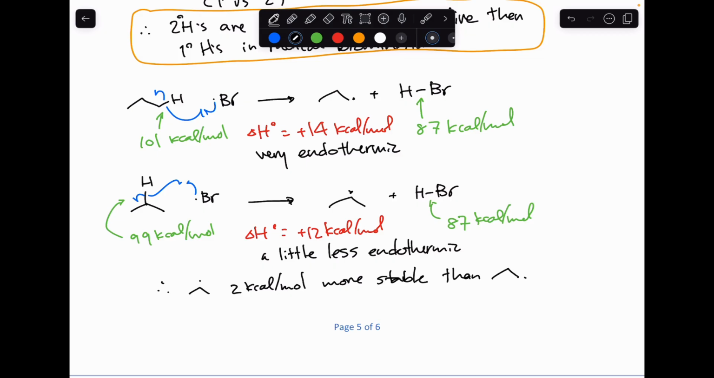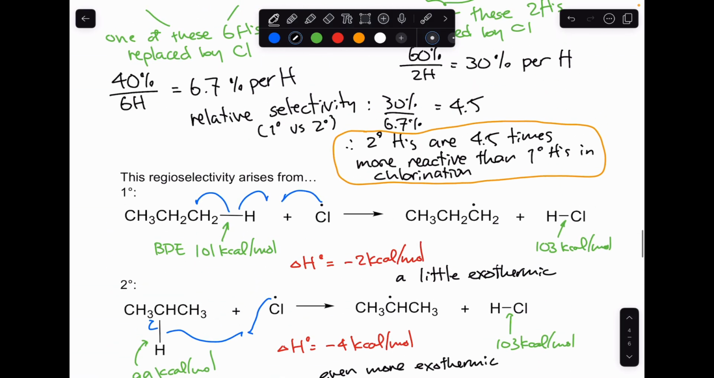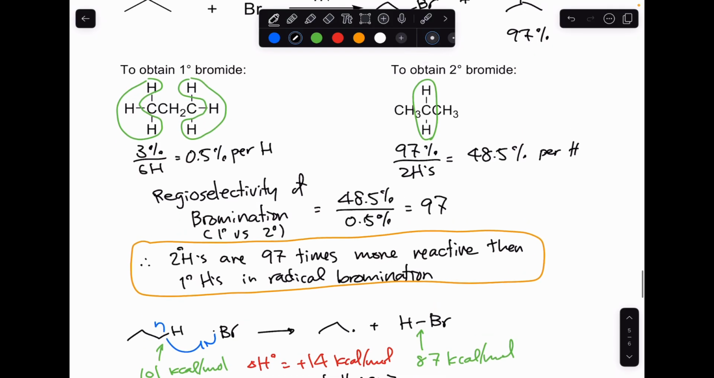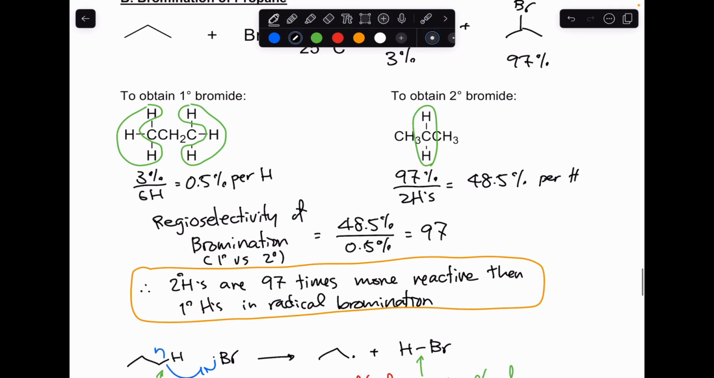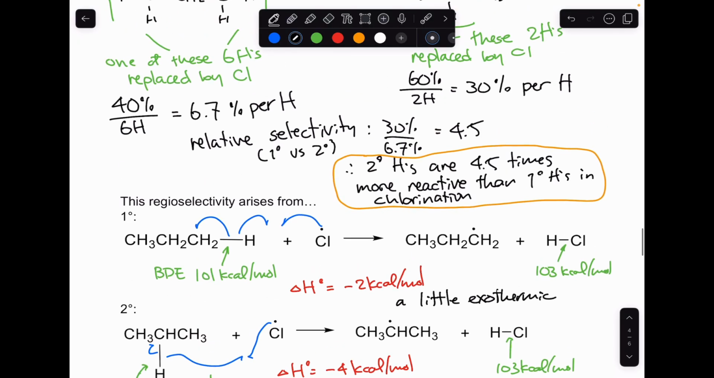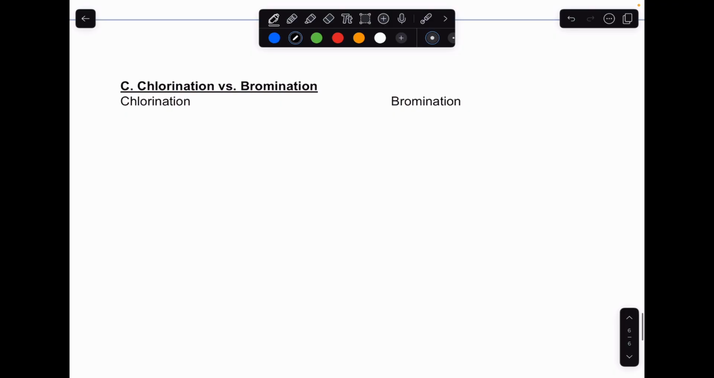Than primary. Now, this is what I want you to think about, right? The difference between secondary and primary radicals is 2 kilocal per mole, whether that's in the context of bromination or chlorination, and yet the regioselectivity is vastly different. It's like 97 times difference for bromine. It was only 4.5 times difference for chlorination. So why is that, right? That's what we want to try to understand here.